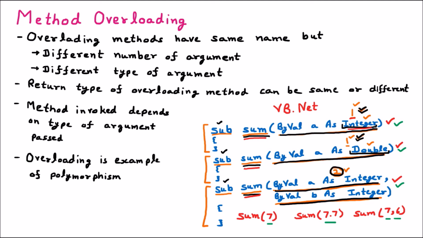In overloading, we are using different procedures which will have the same name but a different number of arguments or a different type of argument. So that is all about method overloading.